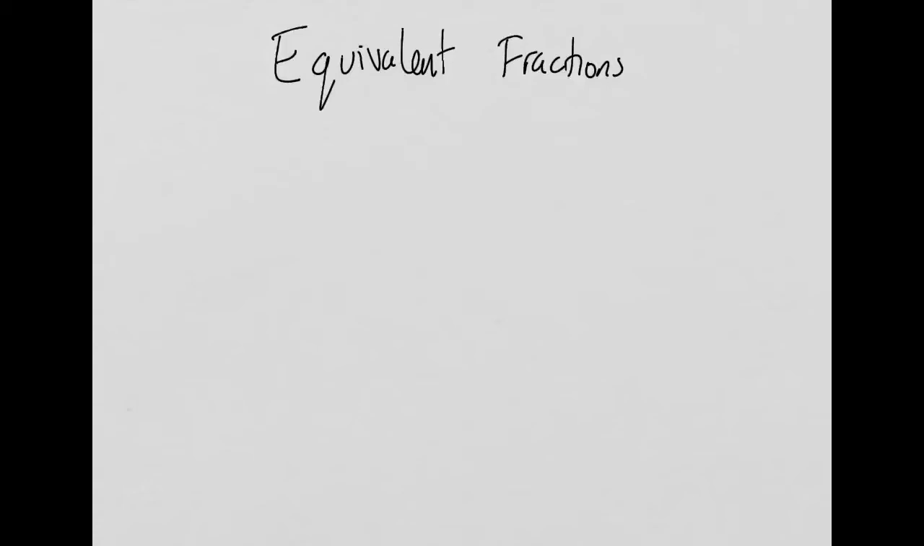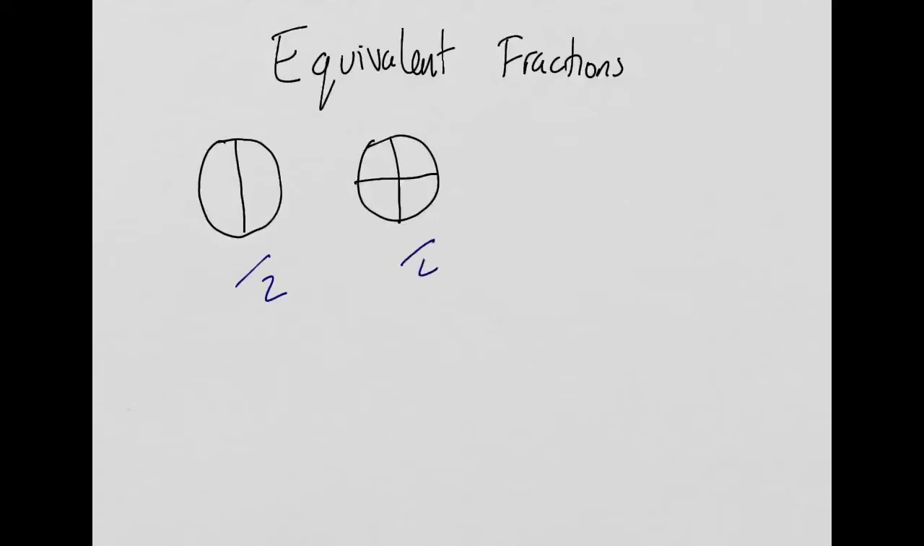Let's start off with the very simple fraction. Okay, so this one is halves. This one is quarters. Now, if I were to shade in 1/2, and if I say I shaded in half of this circle here, that would be 2/4. So I'm going to draw a line here to show you why these are equivalent.